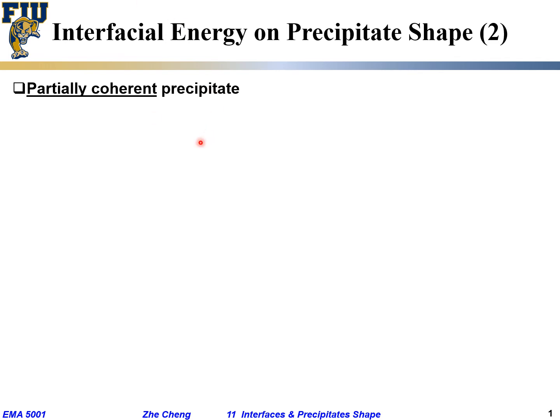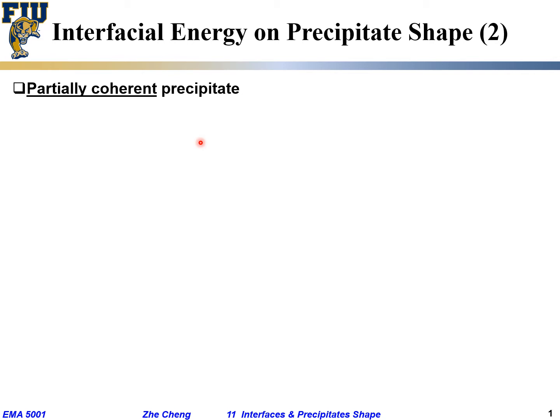Okay, so we talk about the interfacial energy and the impact on the shape of the so-called precipitate, some secondary phase coming out from the so-called primary or matrix phase. If they are completely coherent, if they are completely incoherent. Okay, now let's deal with some case which is kind of in between these.